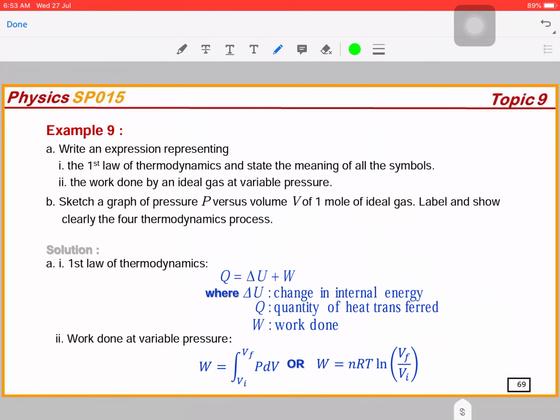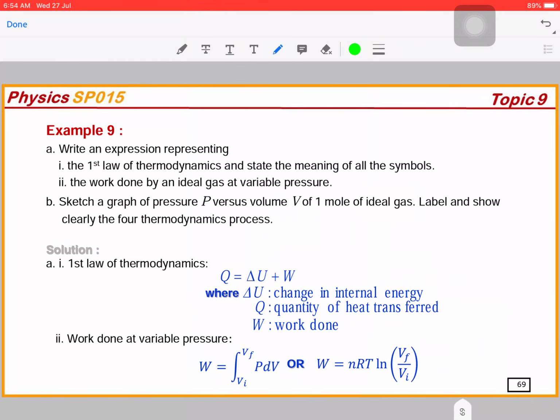And next, we look at example 9. A, write an expression representing the first law of thermodynamics and state the meaning of all the symbols, and the work done by an ideal gas at variable pressure. B, sketch a graph of pressure versus volume of 1 mole of ideal gas. Label and show clearly the 4 thermodynamic processes. First law of thermodynamics, we know our equation is Q is equal to delta U plus W, where delta U is change in internal energy, Q is heat transferred, and W is work done.